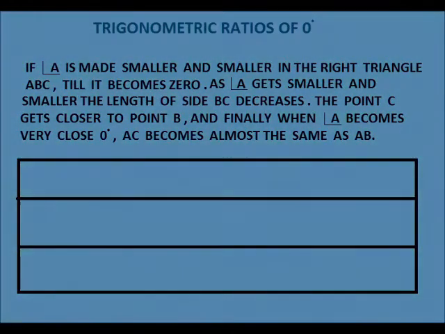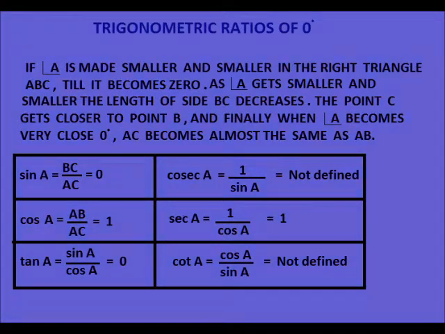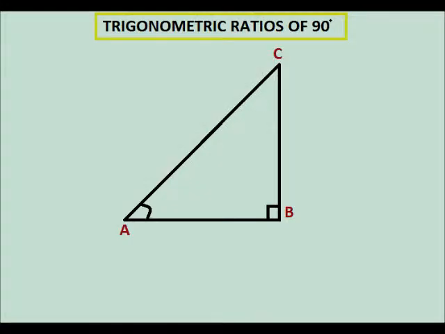Therefore, the trigonometric ratios of 0 degree: sin A equal to BC by AC equal to 0. Cosecant A equal to 1 by sin A equal to not defined. Cosine A equal to AB by AC equal to 1. Secant A equal to 1 by cos A equal to 1. Tangent A equal to sin A by cosine A equal to 0. Cotangent A equal to cosine A by sin A equal to not defined.